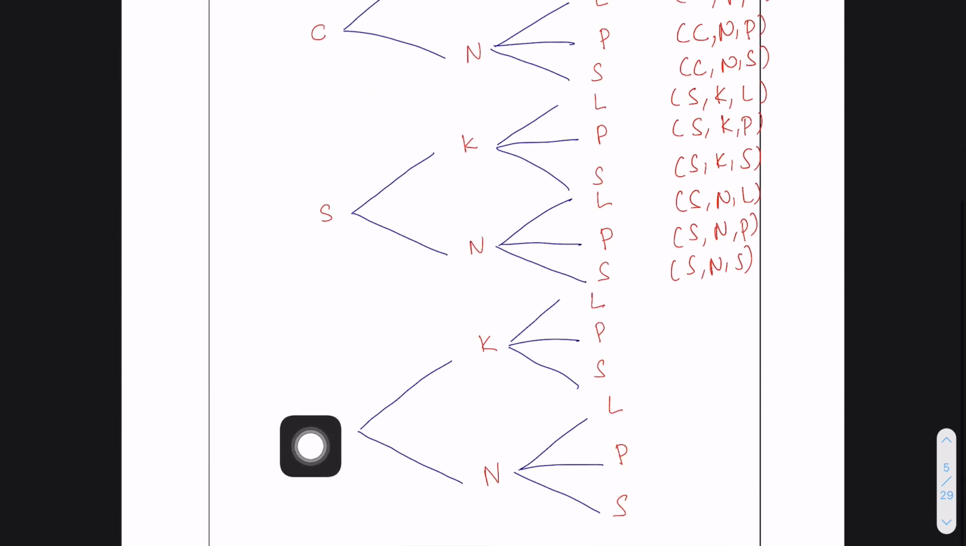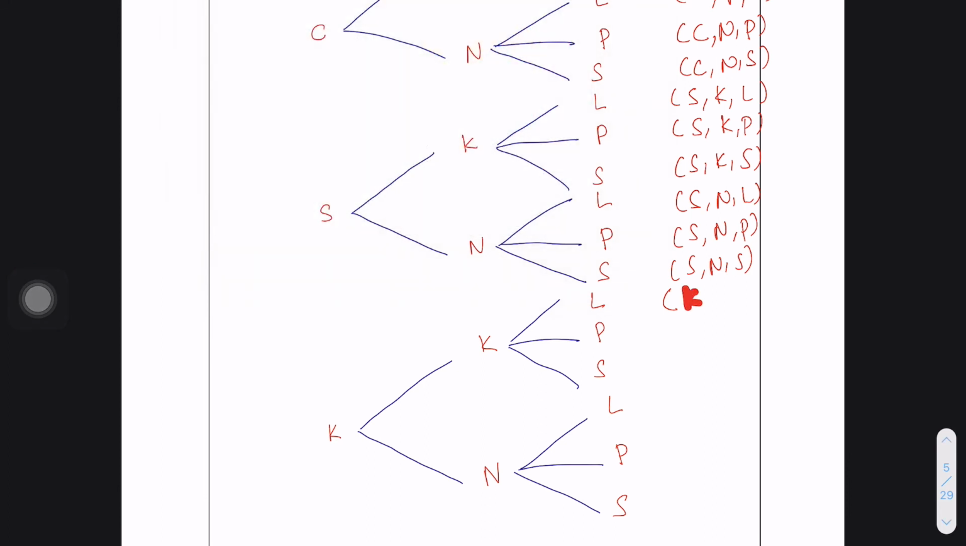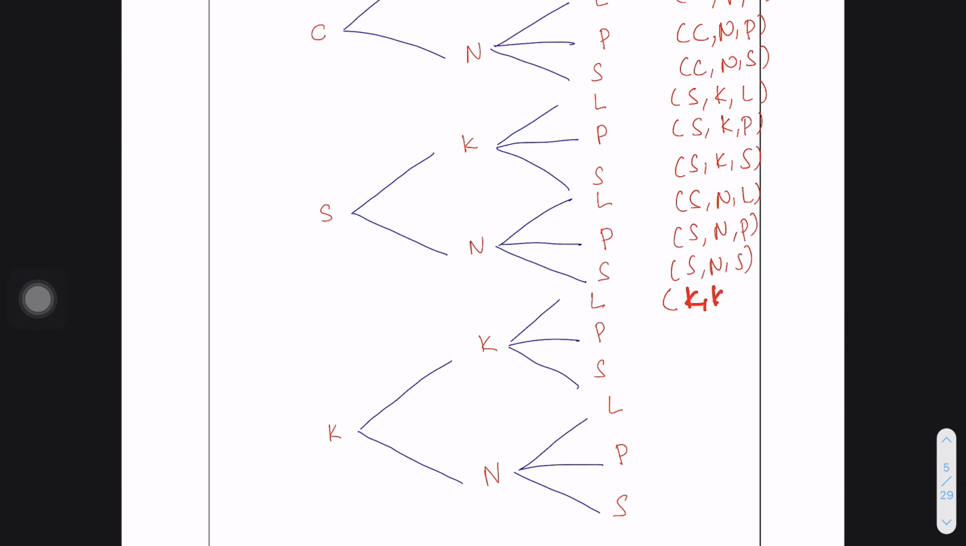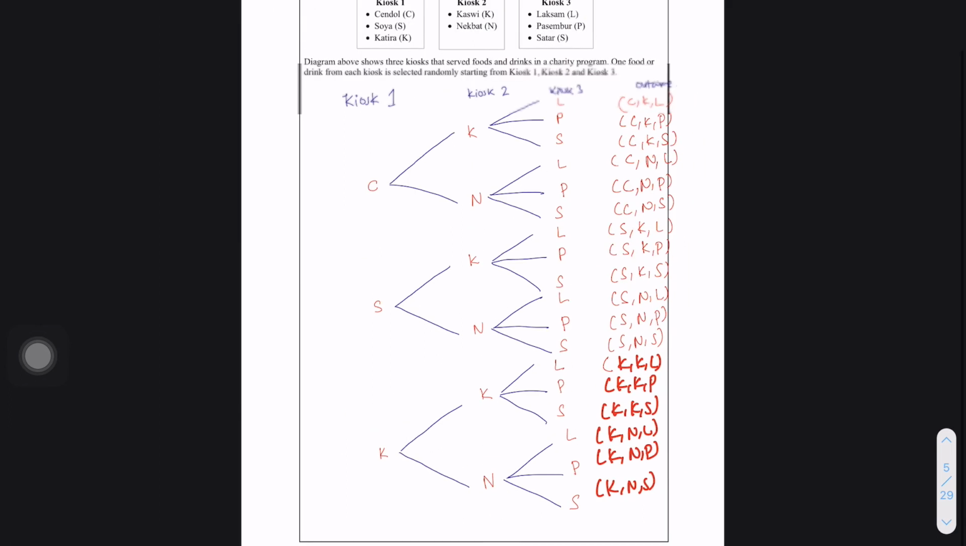And the last one: KKL, KKP, KKS. Last one, KNL, KNP, KNS. So this is all the possible outcomes.